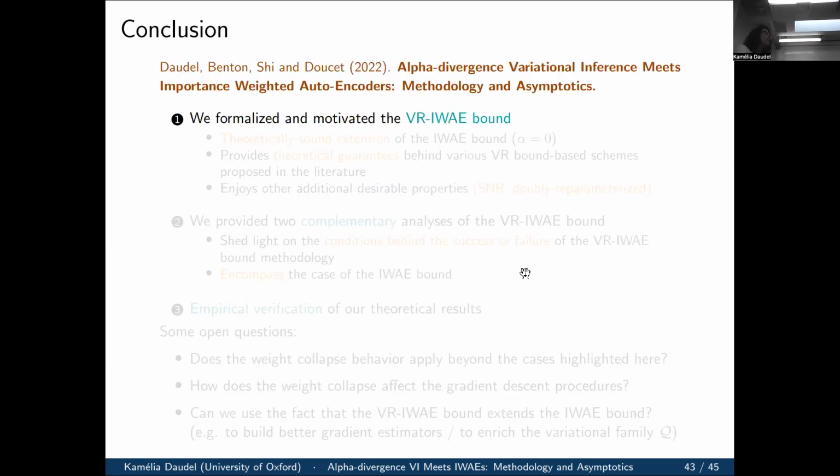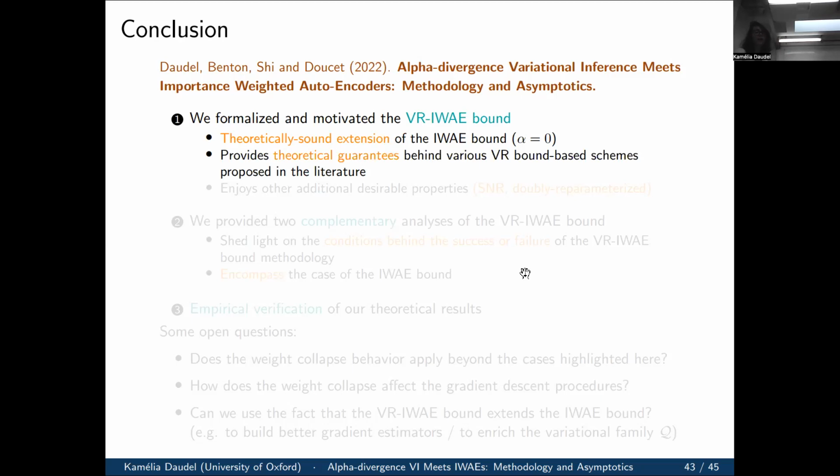So we formalized and motivated the VR-IWAE bound. We've seen that it's the theoretically sound extension of the IWAE bound, which corresponds to the case alpha equals 0. It provides theoretical guarantees behind existing schemes. So people can use VR bound schemes without worrying too much now that there's a VR-IWAE bound, and it enjoys other additional desirable properties in terms of training, so signal-to-noise ratio, and you also have doubly reparametrized estimators.